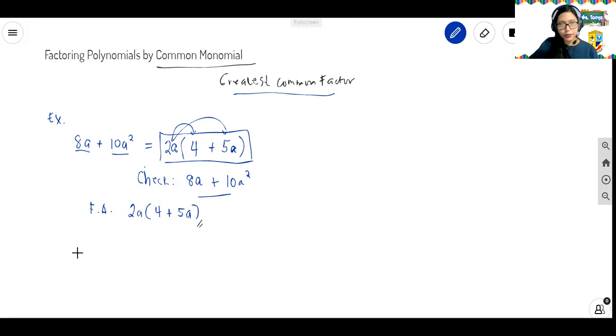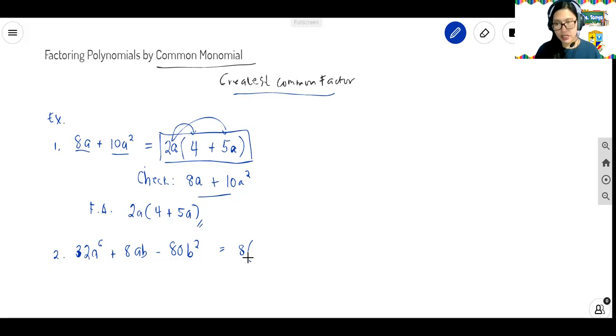Let's have another example. Let's have example number 2. Let's have 32a to the 6 plus 8ab minus 80b squared. So again, look at the terms. Find the GCF of the numerical quantities and also the variables. If you notice, 32, 8, and 80, their greatest common factor is 8, right? All of them can be divided by 2, and that's the highest number that can divide all of them. And then we have a to the 6, ab, and then b squared.